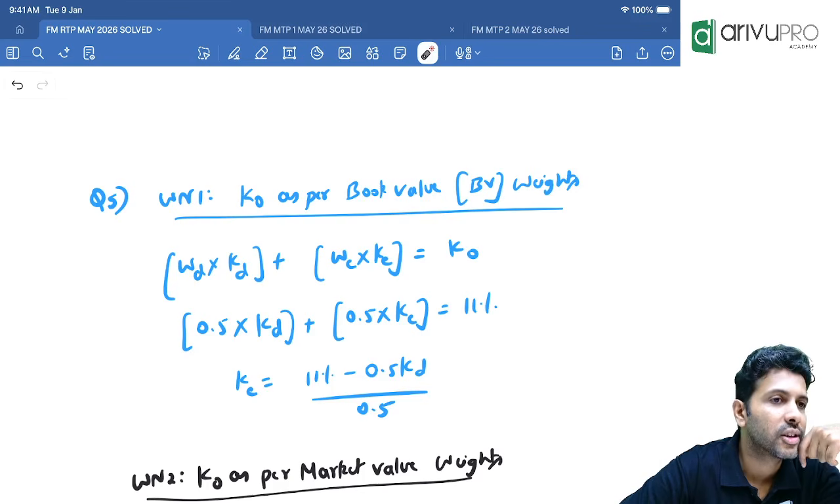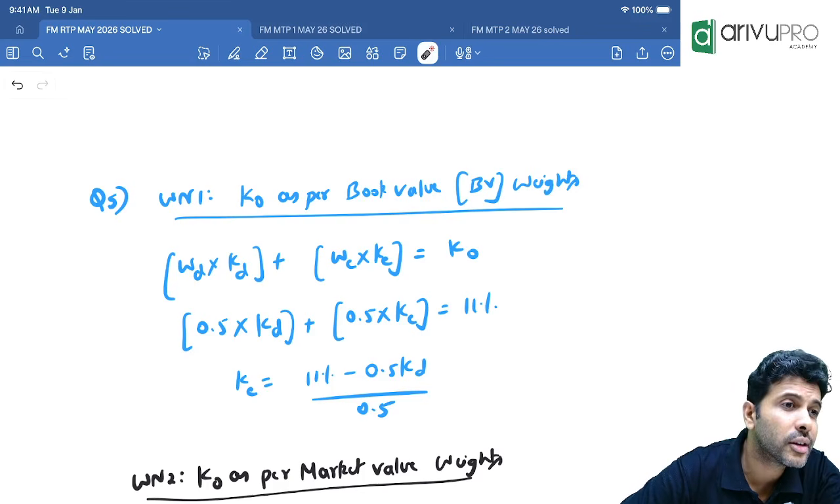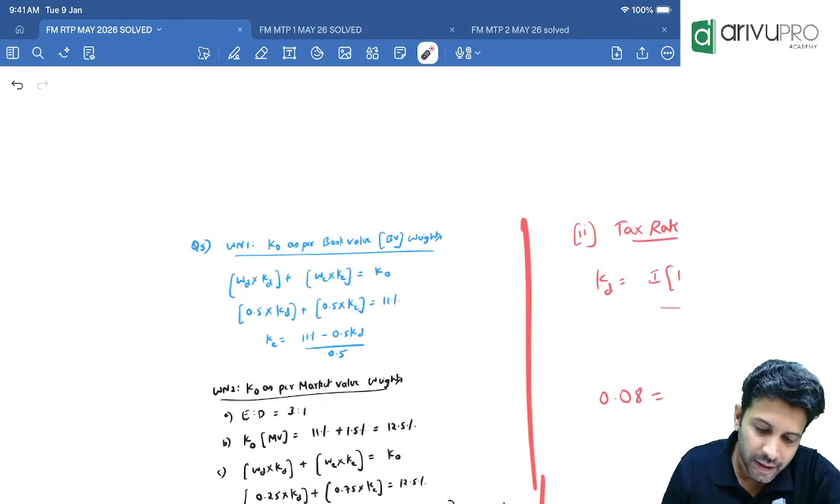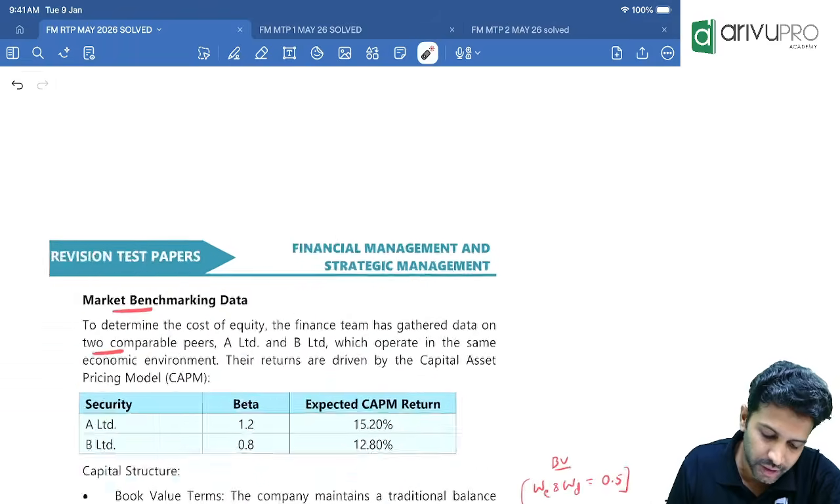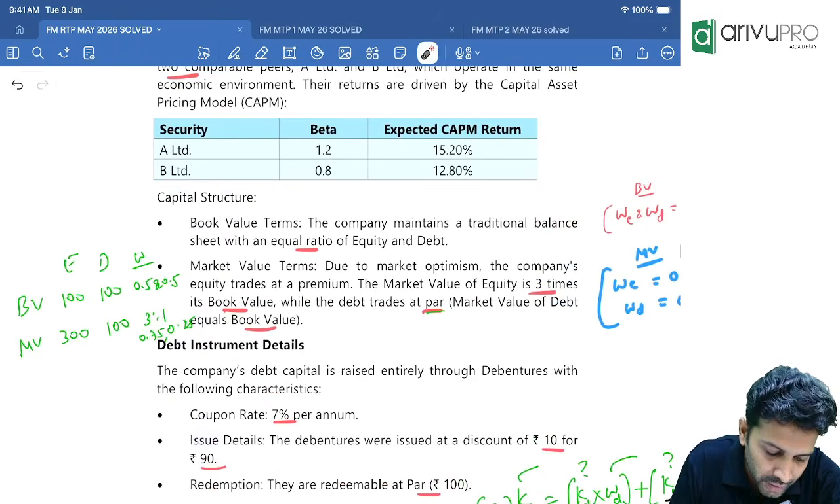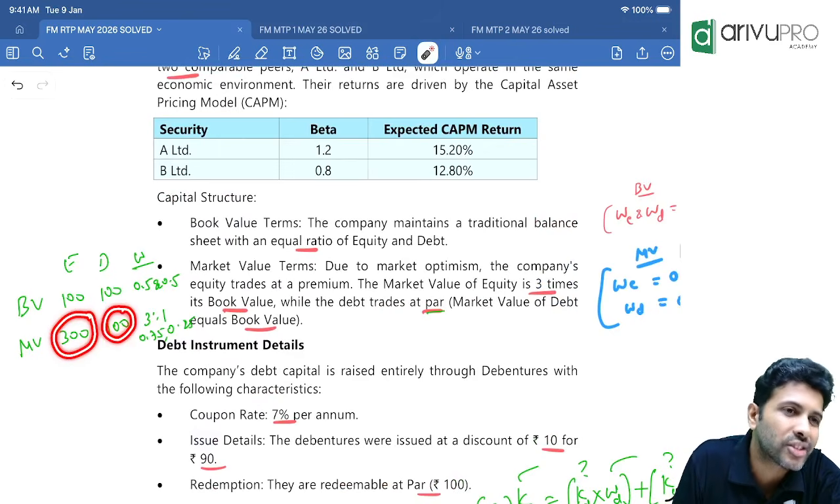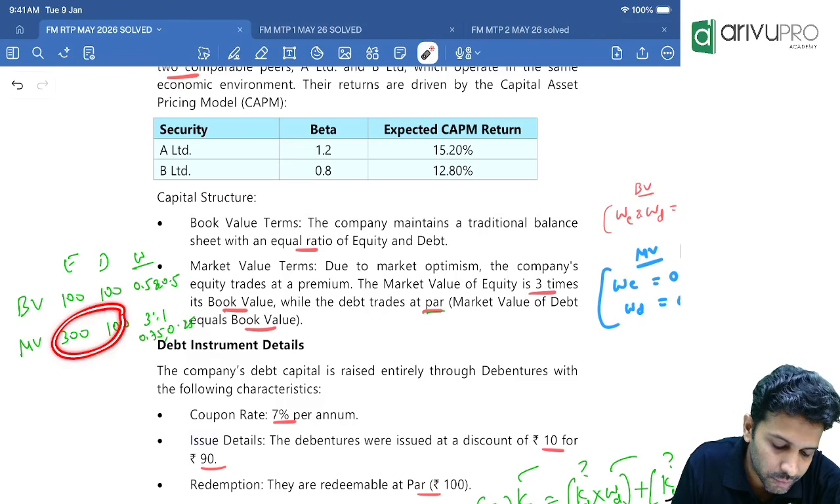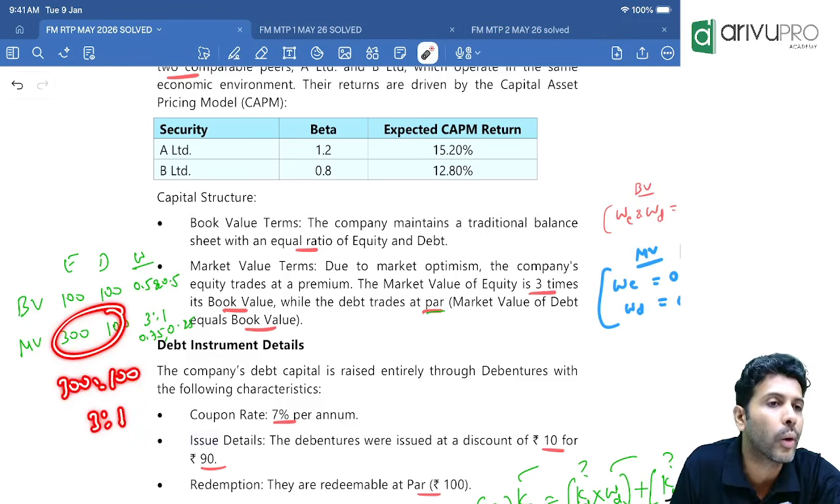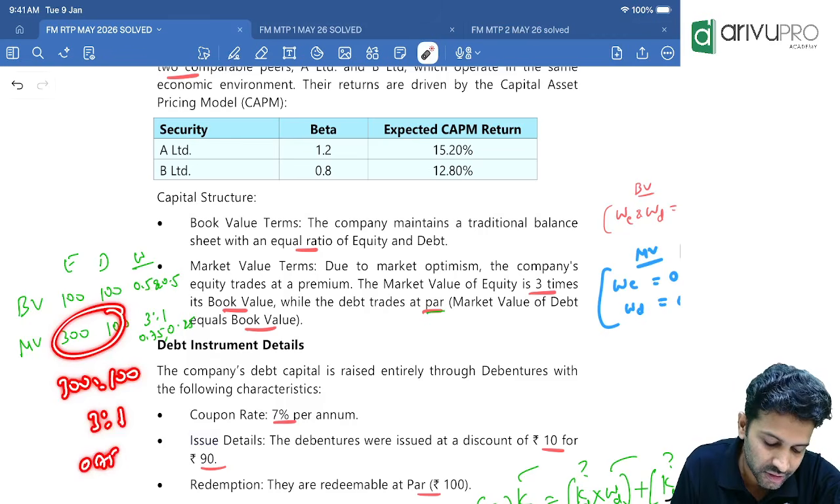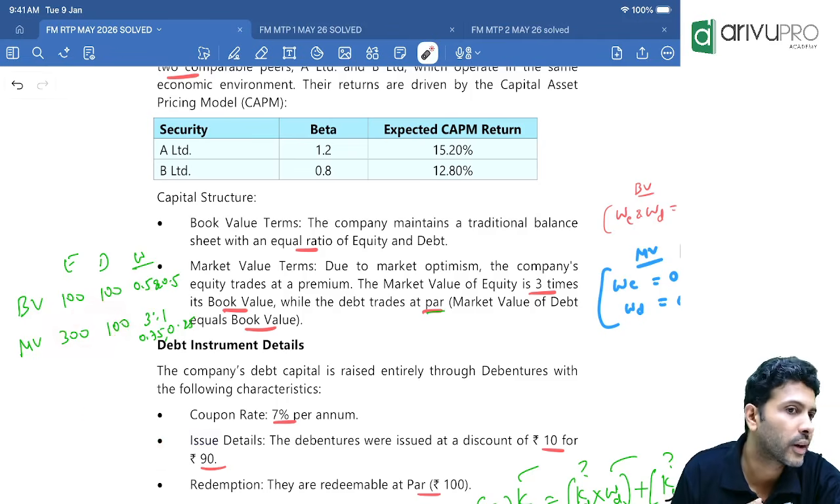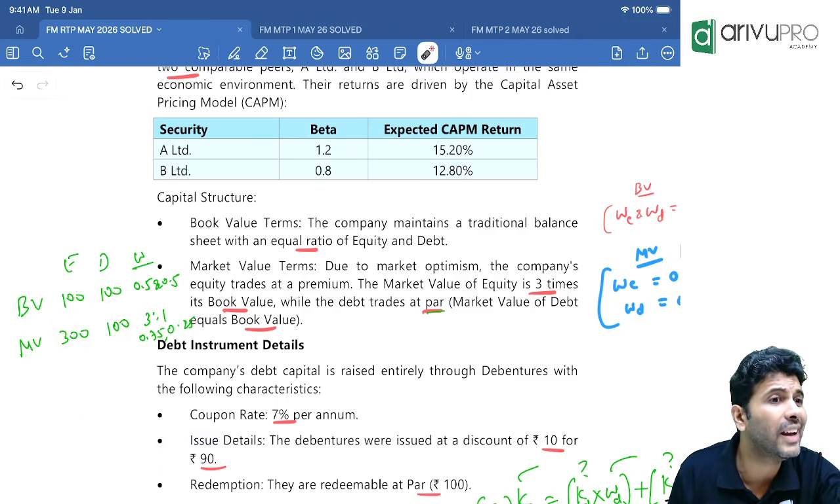Okay, now next, you guide me. Let's see. Same KO, now you will find based on market value. The market value weights are missing. We already found out here: market value of equity is 3 times higher than book value. But is the debt value 3 times higher or same? That means what is the weight of equity and debt? 300 is to 100, or 3 is to 1. So if you do that, it will be 0.75 is to 0.25. Correct. And this is the weightage of equity and debt.